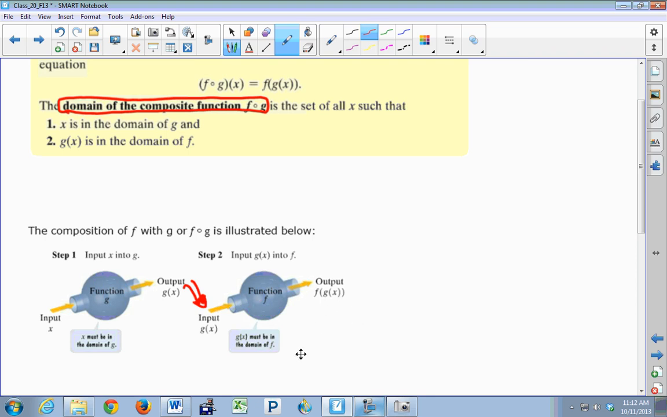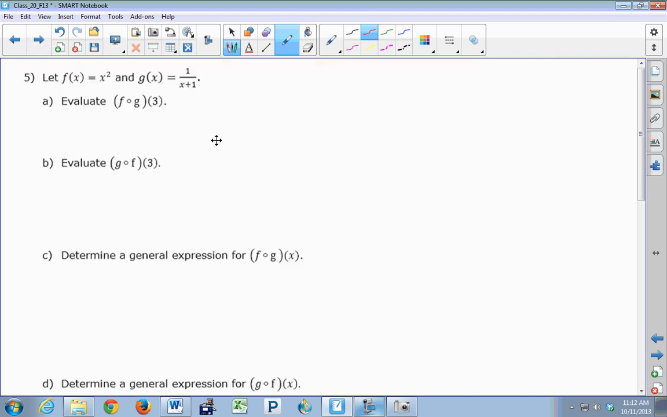Sometimes they're pretty simple, especially if you have polynomials. And sometimes they can be complex if you have rational functions or even root functions or combinations of the two. So let's take a look at some real number functions now. So the first function, these are the ones we worked with at the beginning of the hour. F of x is x squared and g of x is 1 over x plus 1. So let's compose f with g.